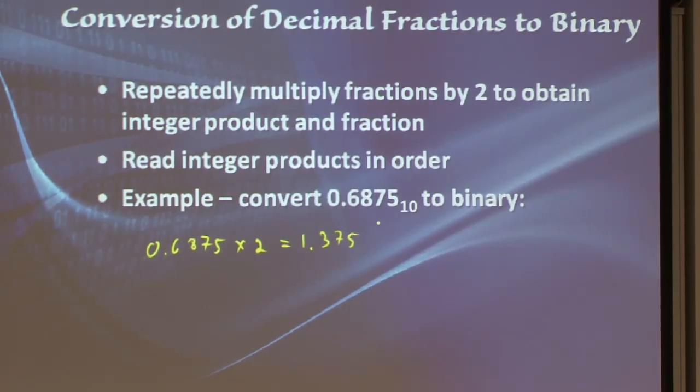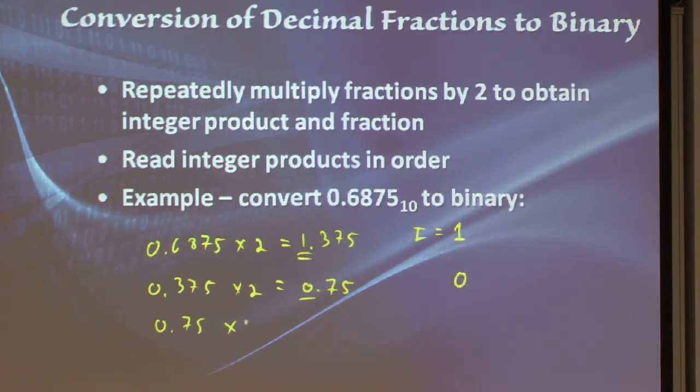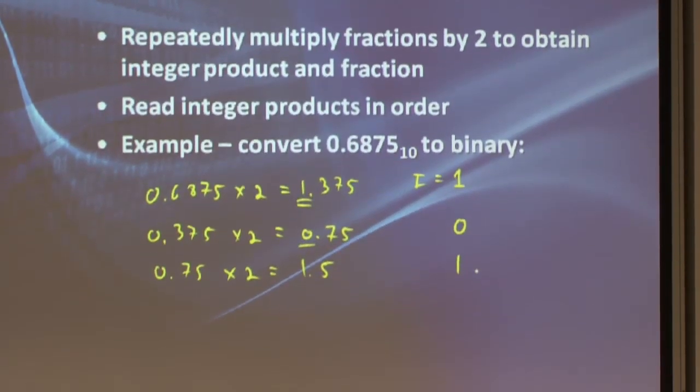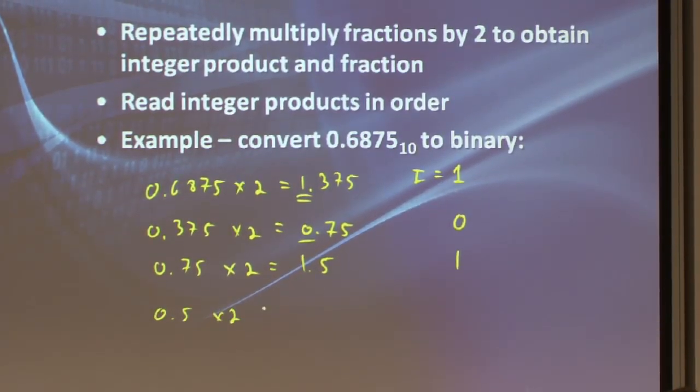That gives 1.375. So we will write out the integer part, which is a 1. I'm looking at this integer part. And then in the next step, I will keep multiplying just the fractional part. So we'll take now 0.375 and multiply by 2, which will be 0.75. The integer part is a 0, so I will write the 0. And I'll keep going. This will be 1.5. So the integer is a 1. I keep multiplying the fraction, and I get a 1.0. So the integer is a 1.